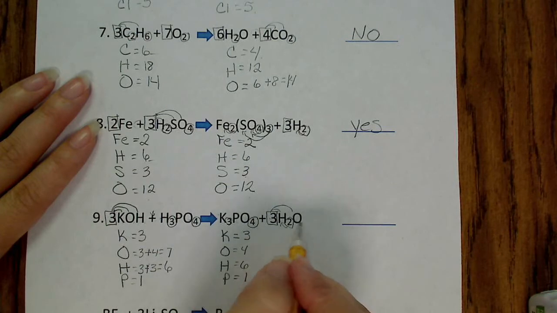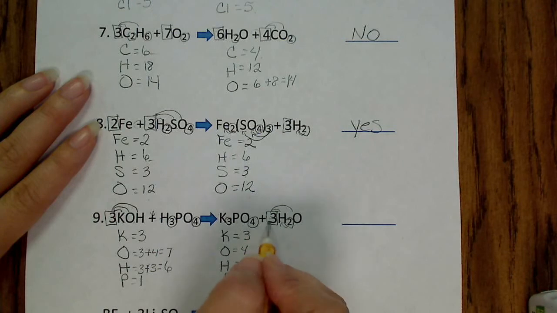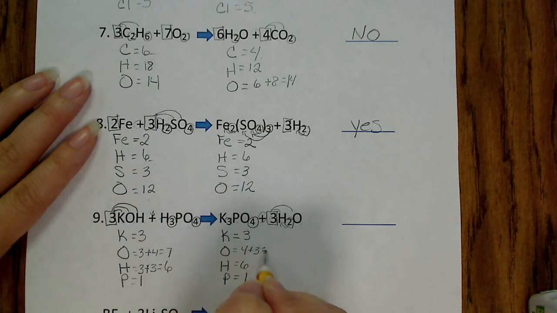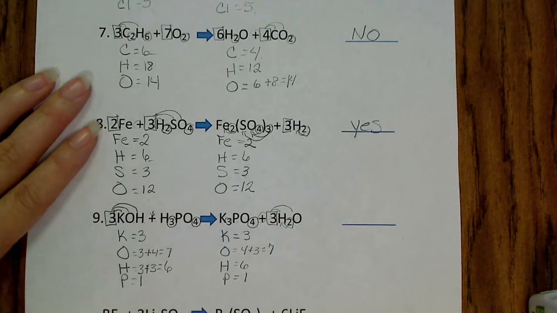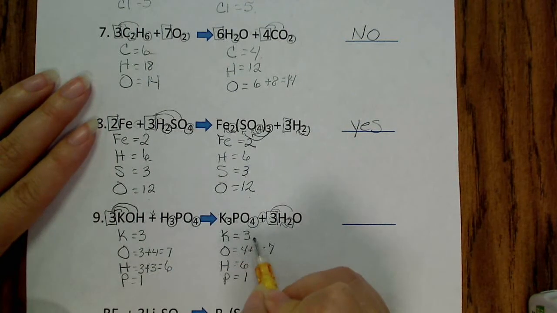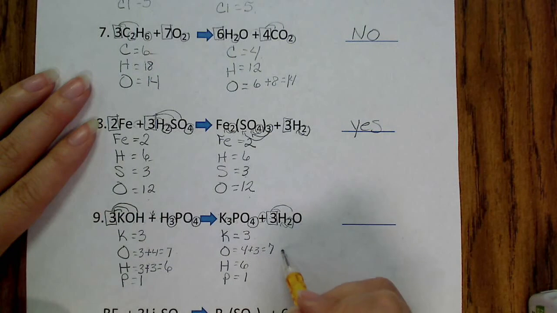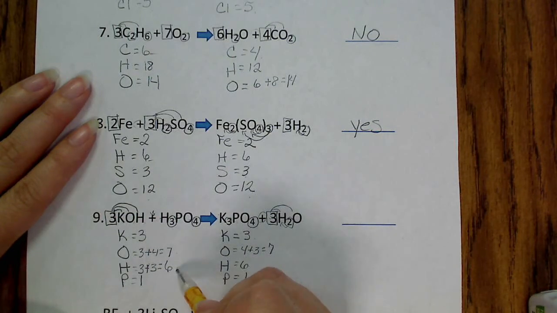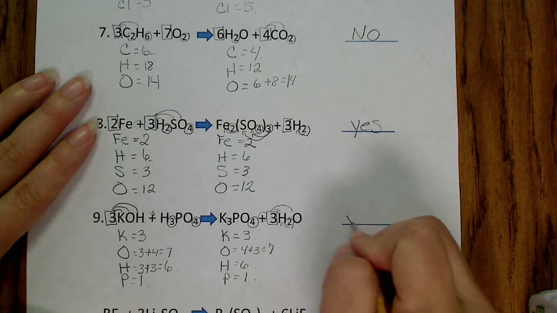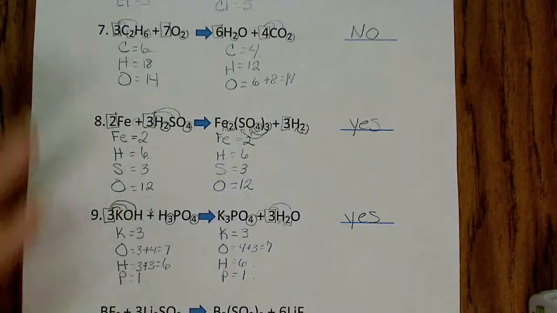And then my oxygen, I have no subscript, but I have 3 coefficients. So 1 times 3 is 3. I'm going to add it to my 4 that I had here because of this right here. So 4 plus 3 equals 7. And then again, I compare both sides. I have 3 potassiums here, 3 potassiums here, 7 oxygen here, 7 oxygen here. 6 hydrogen here, 6 hydrogen here, 1 phosphorus here, and 1 phosphorus here. They are all equal, so yes, this equation is balanced.